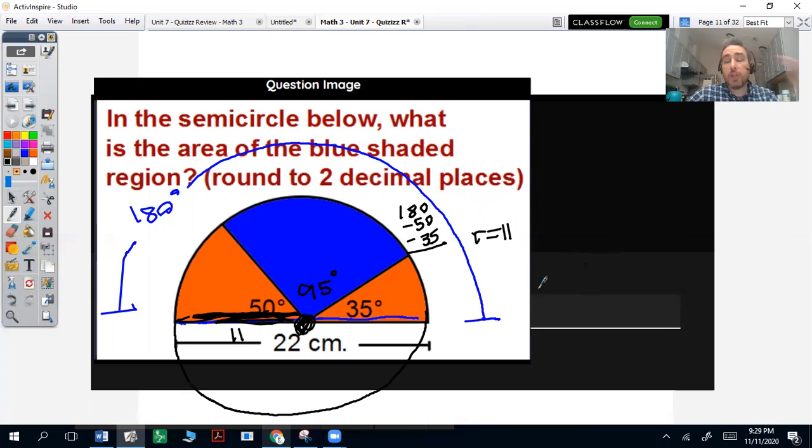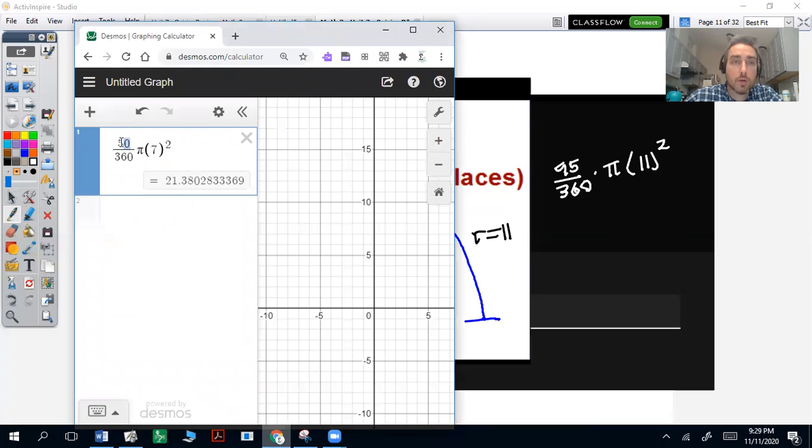And now we have the same formula as we had before. It's the degree over 360 times pi r squared. So we have 95 over 360 multiplied by pi times 11 squared. Let's put that in the calculator. I have that right here. I can just change that to 95 and 11. And that's going to be 100.31. We'll cut that off after the 1. 100.31.